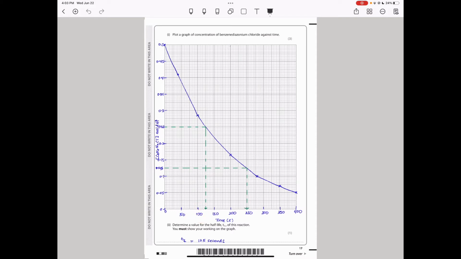Now, the time it takes for the concentration to decrease from 0.25 to 0.125, that is another half-life. I can see it's here. You connect from the concentration you've chosen to the curve and then look down to see the time. So I can see here it's up to 250, meaning the difference here, which is this time here, is still 125 seconds. So because it's constant, I can confirm that the half-life is 125 seconds, because it takes 125 seconds for the concentration to decrease halfway. I will continue to the next part.